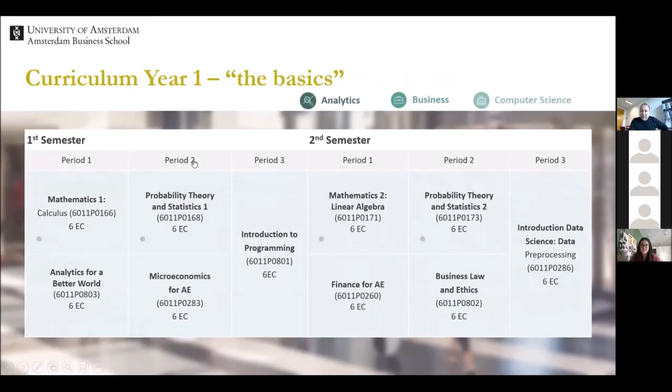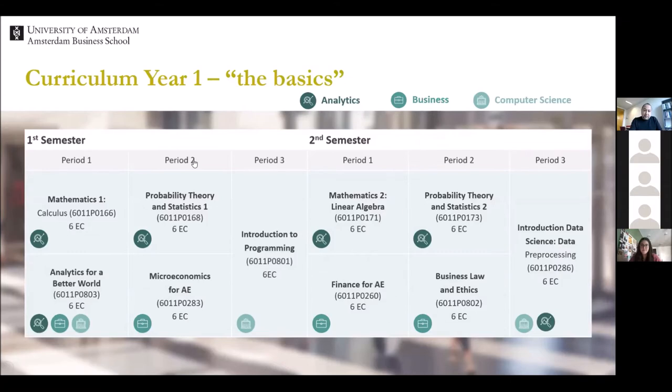So let's go very shortly through the program. The first year is mostly, of course, about basics. You build on what you have learned in high school. So it's Mathematics 1, calculus, Mathematics 2, linear algebra. You also start to build up your knowledge about probability theory and statistics. But already in the beginning, we have courses that represent our program, like Analytics for a Better World. But it's more about the basics in the first year.